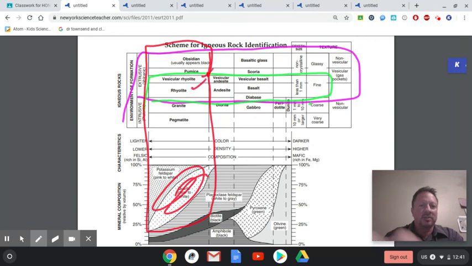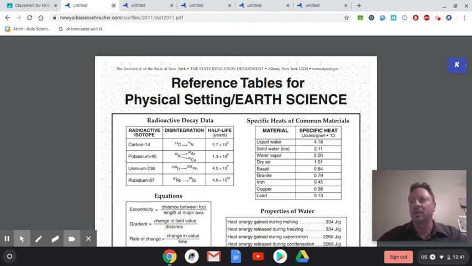That looks like rhyolite, vesicular rhyolite. But again, it says vesicular rhyolite, so don't take vesicular rhyolite. Take the one that's 100% fine. There are no gas pockets in it. I would go with just regular rhyolite. These are the types of questions that they're going to ask you to figure out.